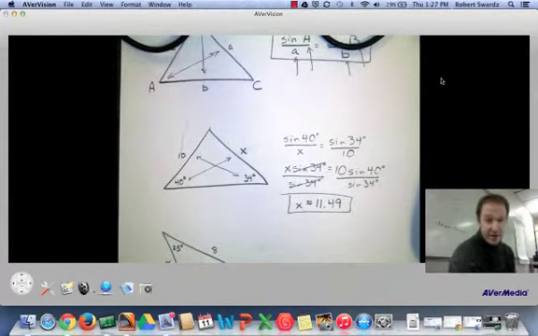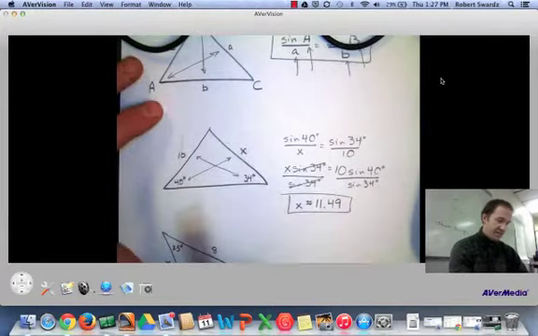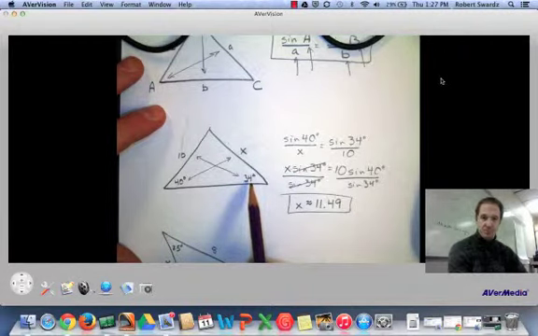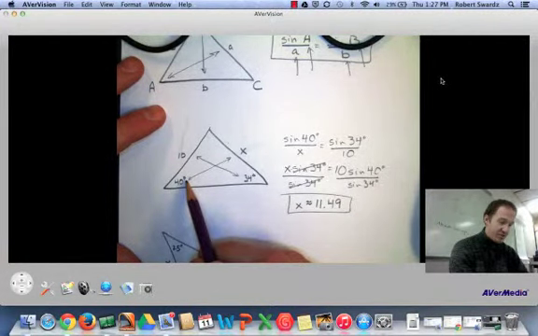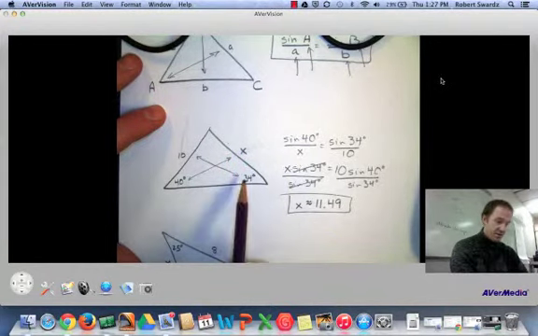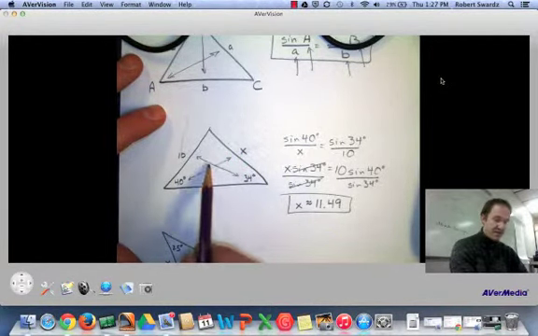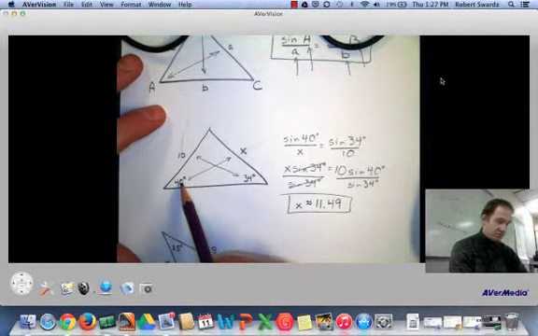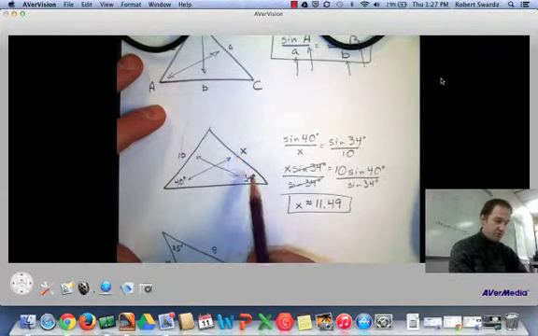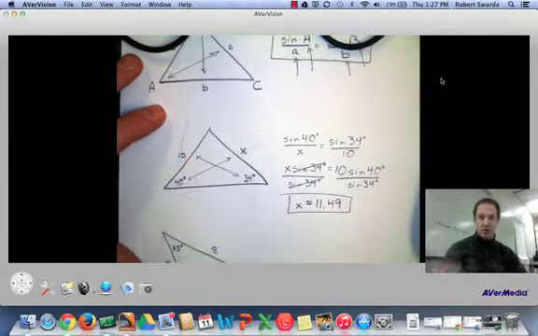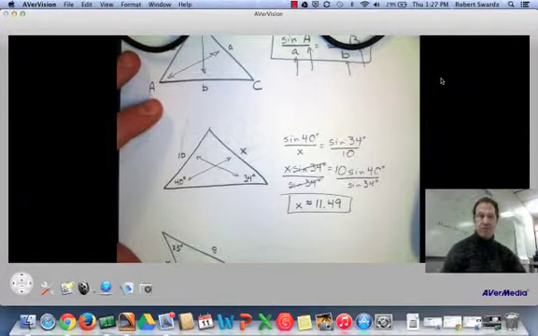Now one way you can check your answer in these non-right triangles: notice that 40 is bigger than 34. That means the side opposite the 40 degrees, opposite the bigger angle, should be bigger than the side that's opposite the 34. So 40 is the bigger angle, which means the side opposite 40 should be bigger than the side opposite the 34. And we got a number that's bigger than 10. So we know our answer, at least approximately, is correct.